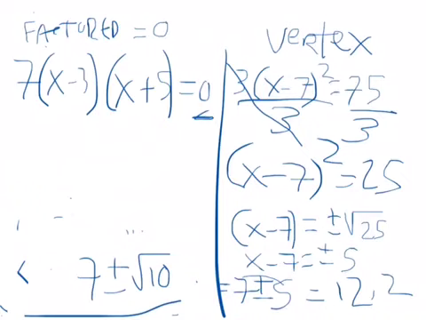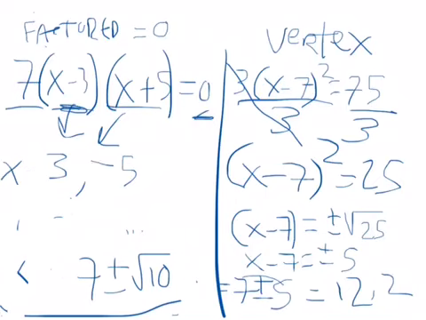So I could multiply this out, distribute the 7 in there, and then use the quadratic formula. But why would I do that? It's already factored. It's already in a form where I can read the solutions right off of it. This times this times this is 0. So what makes this a 0? 3. What makes this a 0? Negative 5. There's my answers, just like that.